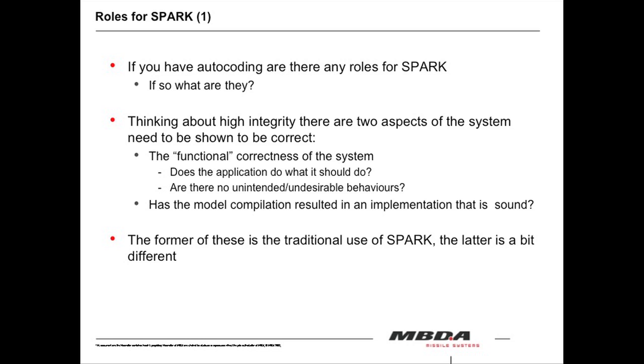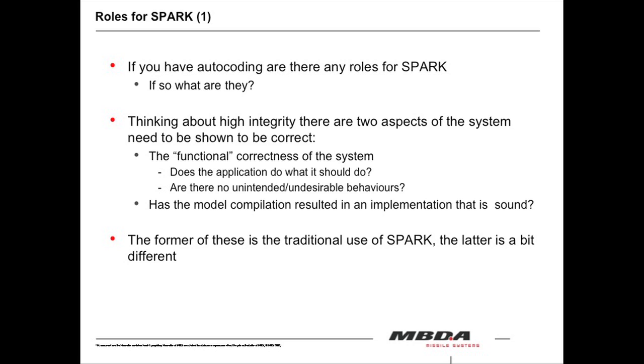If you think about high-integrity systems alone, there are two things we want to show about the system. One, that it's functionally correct. Does the application do what it should do? Are there any unintended, undesirable behaviors? Can we ensure they're eliminated? And the other thing we really want to show is that the act of model compilation has produced an implementation that is sound in some way.